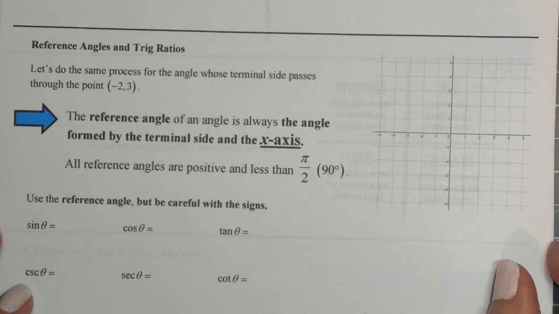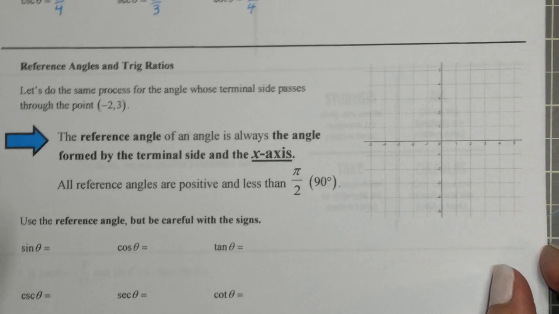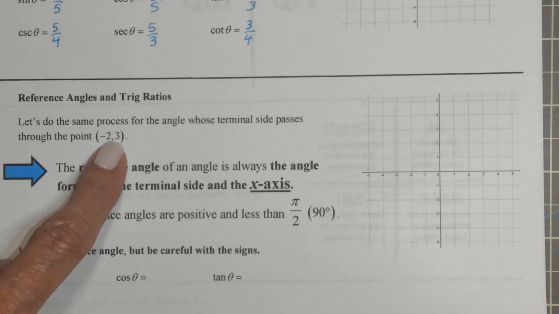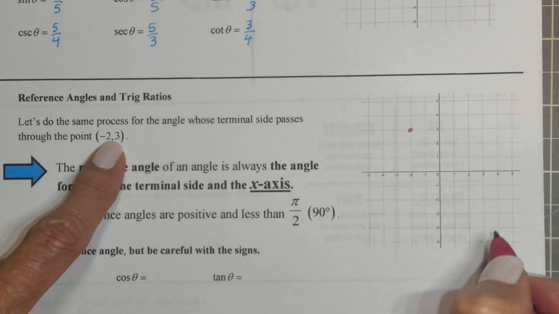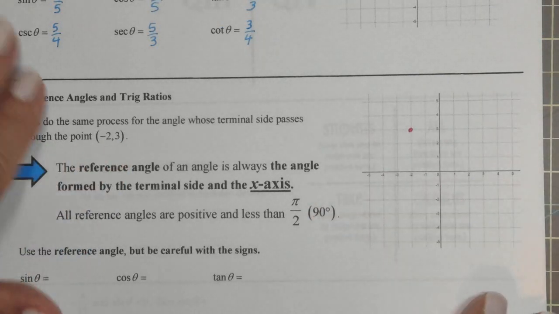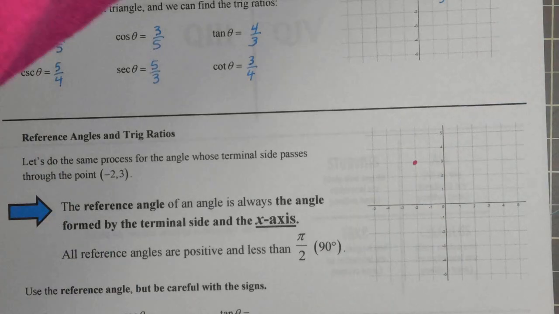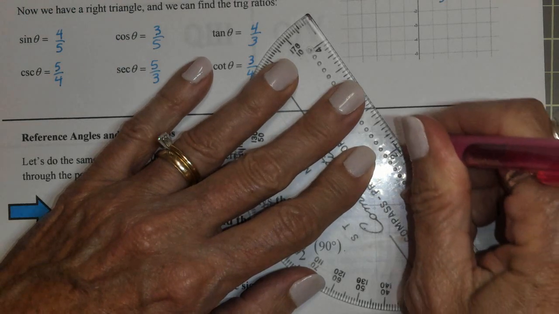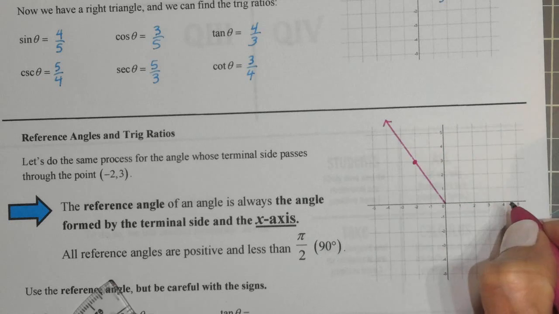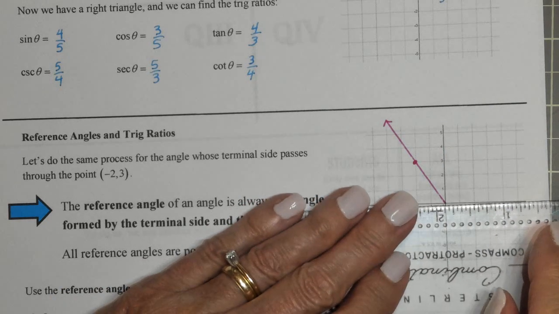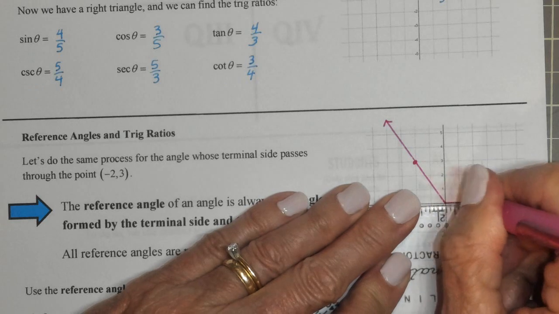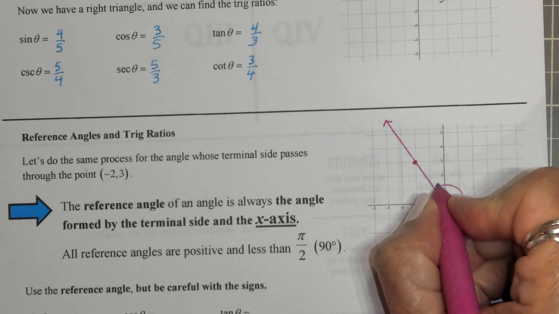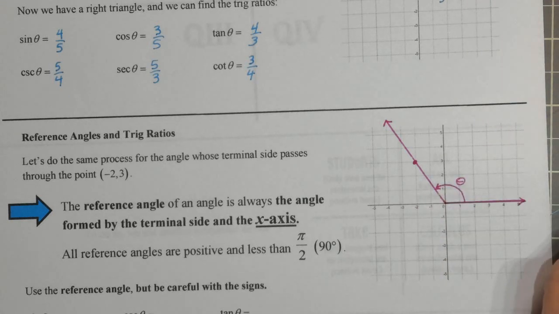Okay, this is a good time to talk about reference angles, because let's examine the angle whose terminal side goes through the point (-2, 3). There's (-2, 3). Let me see if I can get this straight by using a little straight edge here. That's the terminal side of the angle, but the initial side of the angle is still, as it always is, right there. So this is theta. That is theta. Okay?